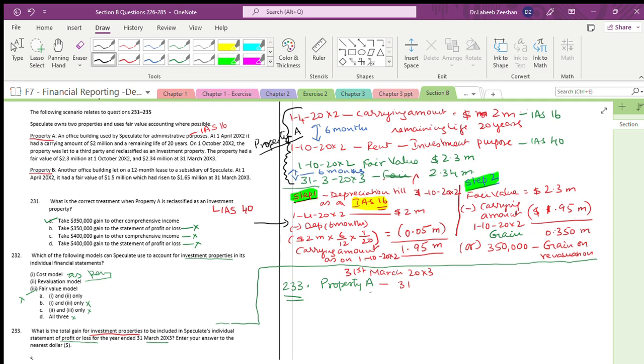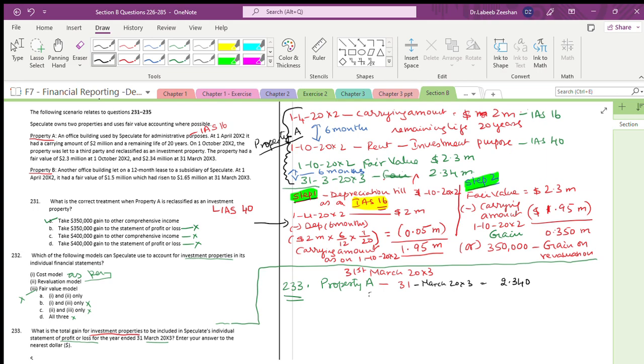Property value as at 31st March 2003. How much is that? 2.34 million. Okay, 2.34. Now we have already done this up to October 1st.